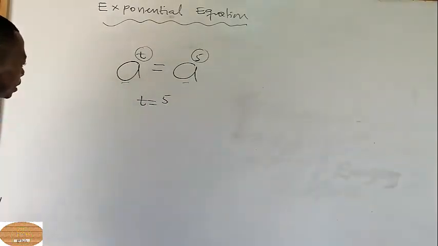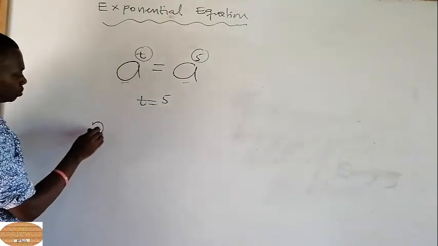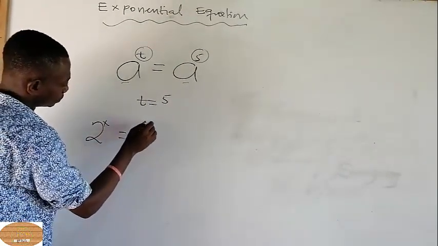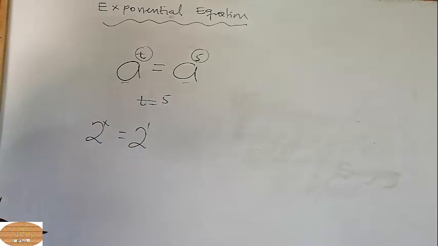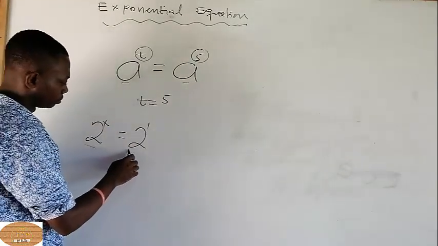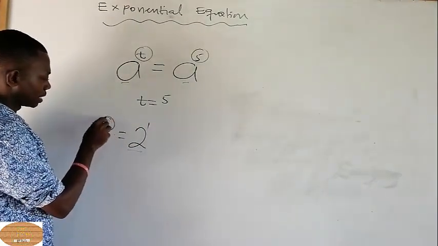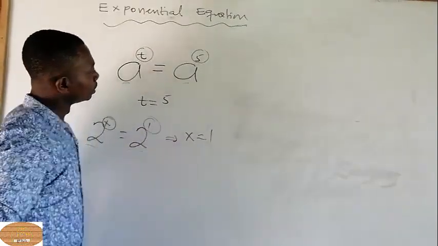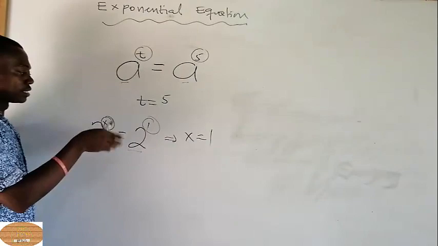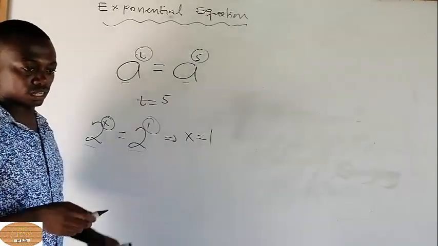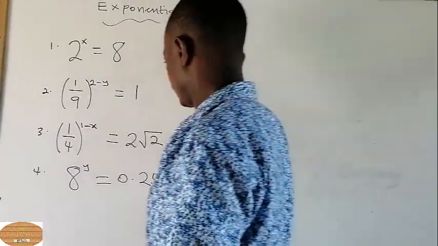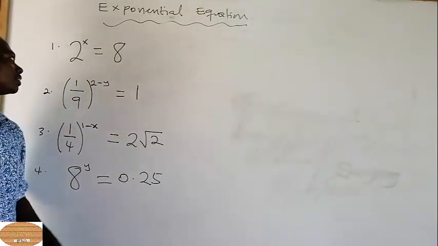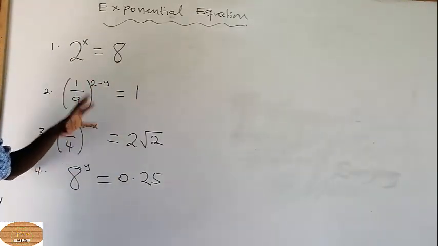In case you're also given e to the power x equals e to the power 1, we have e here, e there, so we can conclude that x is equal to 1. So x is straight away 1. Equations of this nature are called exponential equations. Let's try the following examples. You can pause the video, then try the following questions out.